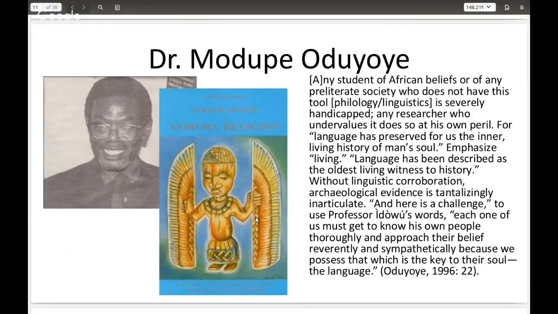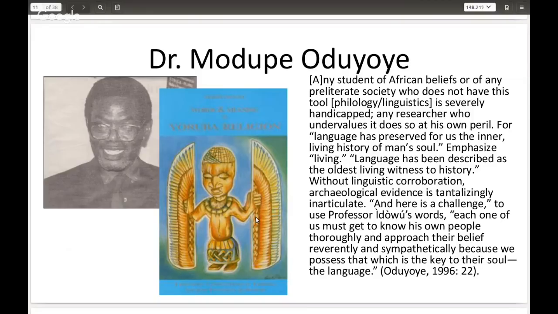And here is a challenge, to use Professor Idowu's words. Each one of us must get to know his own people thoroughly and approach their belief reverently and sympathetically, because we possess that which is the key to their soul, their language. So if you don't understand a people's language, if you don't understand the importance of language and understanding the psychology and the theology and the culture of people, you'll never be able to penetrate the people and to understand them.